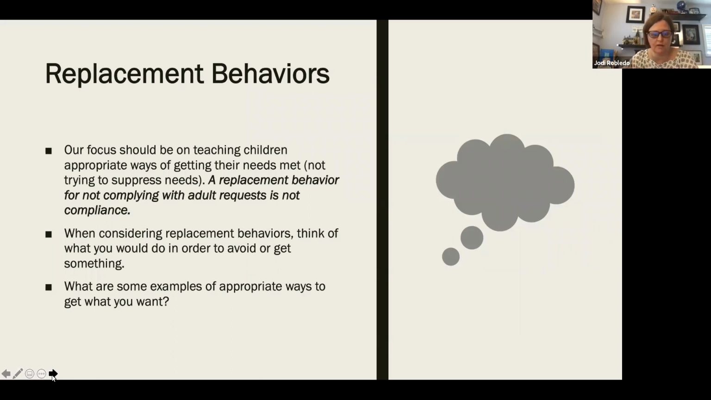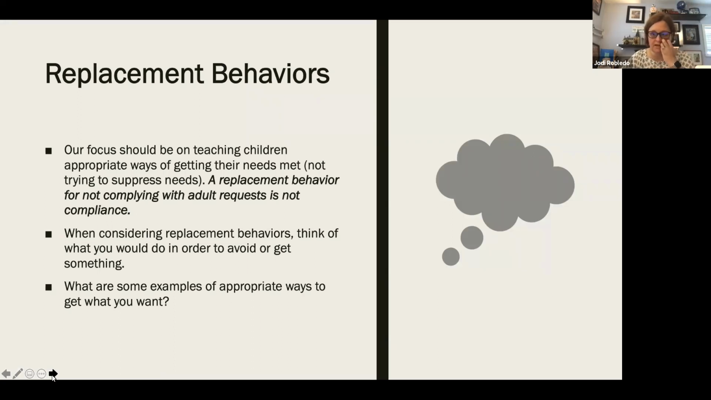So when considering replacement behaviors, think of what you do in order to avoid or get something. There are things that people normally do that are not as problematic. So how do people get out of situations? How do people get attention? How do people access items that they want in a more appropriate way than kicking, screaming, biting, pushing things over?